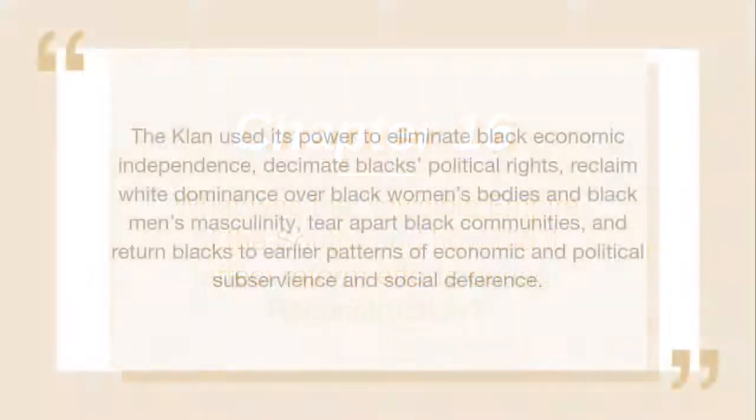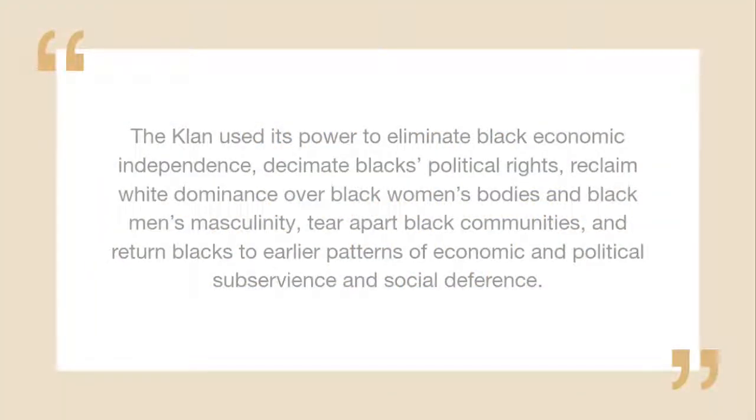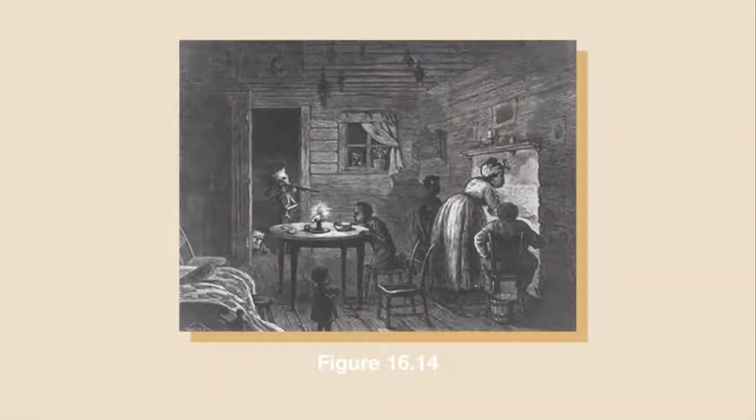History by OpenStax, the Klan used its power to eliminate black economic independence, decimate blacks' political rights, reclaim white dominance over black women's bodies and black men's masculinity, tear apart black communities, and return blacks to earlier patterns of economic and political subservience and social deference. The Klan terrorized freed African Americans mercilessly, and committed disgusting acts of violence against anything and everything that was a part of Reconstruction. The Klan and other white supremacy groups greatly set back reform efforts due to their cruelty and played a part in ending Reconstruction.